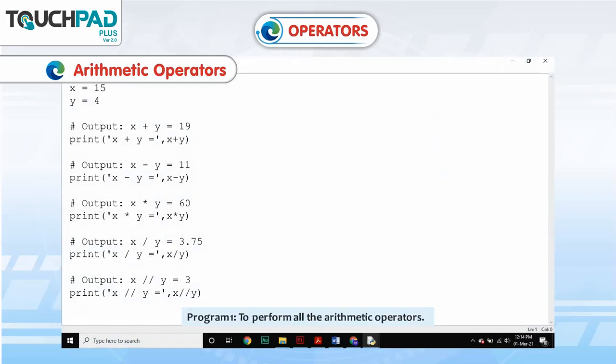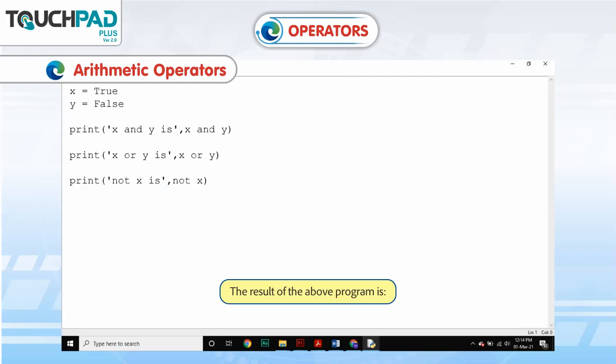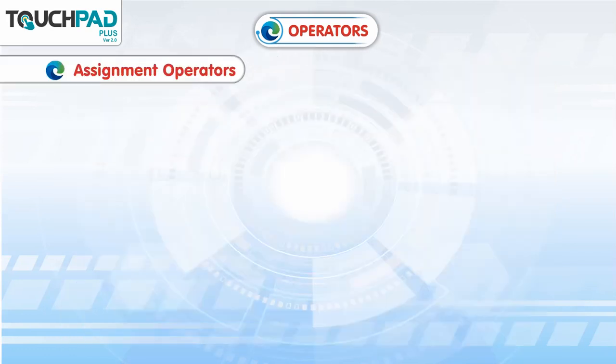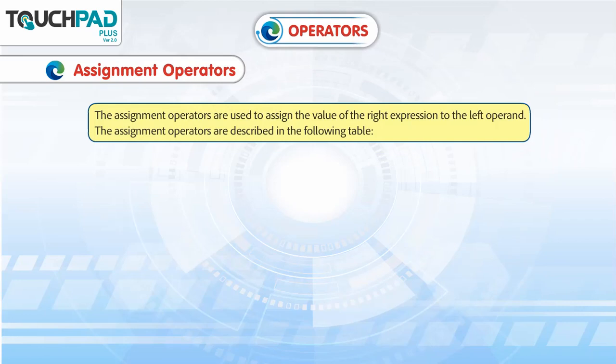Program 1, to perform all the arithmetic operators. The result of the program is shown. Next, assignment operators. The assignment operators are used to assign the value of the right expression to the left operand. The assignment operators are described in the following table.